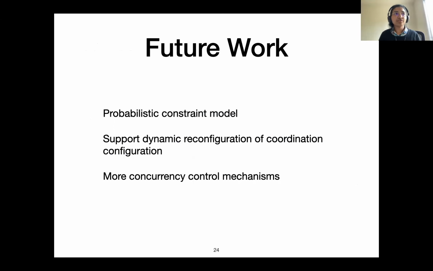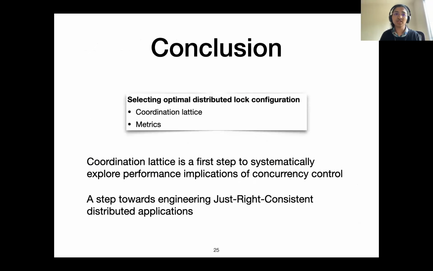So we have a list of future work to include more concurrency control semantics and come up with a probabilistic model and such. To conclude, coordination lattice is a first baby step towards a systematic exploration of the performance implications of concurrency control. And it's a small step towards engineering just-right consistent distributed applications, because we get what we have to coordinate from the formal reasoning, and then we try to optimize the performance over there. And yeah, that's it. Thanks a lot.